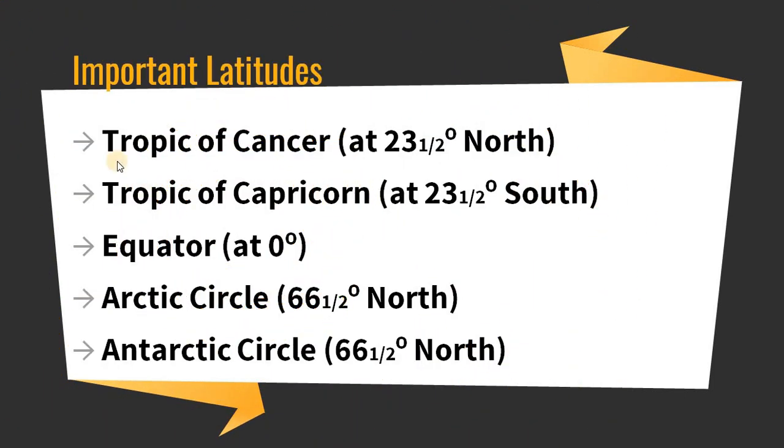Okay students, these are our important latitudes. First, Tropic of Cancer at 23.5 degree north. Tropic of Capricorn at 23.5 degree south. Equator at 0 degree. Arctic Circle 66.5 degree north. Antarctic Circle 66.5 degree south.